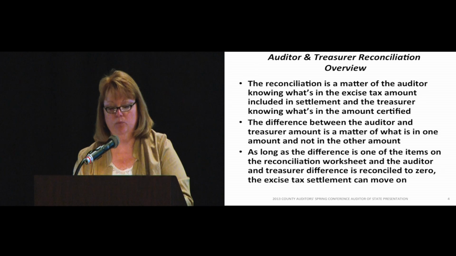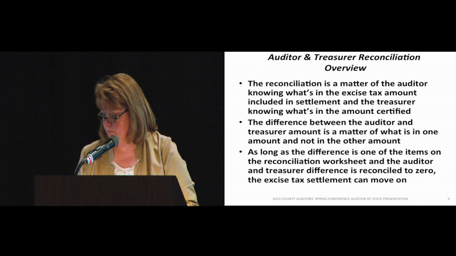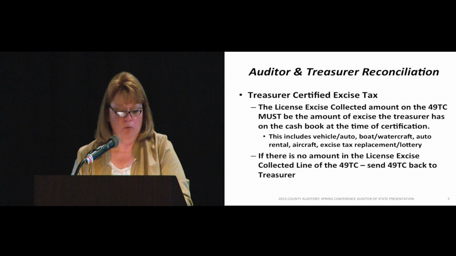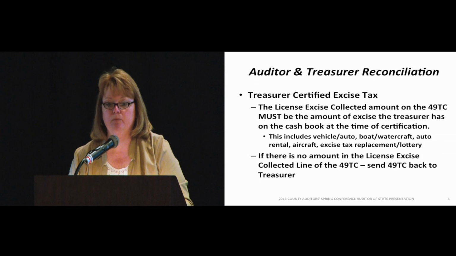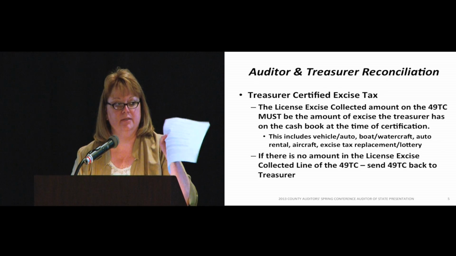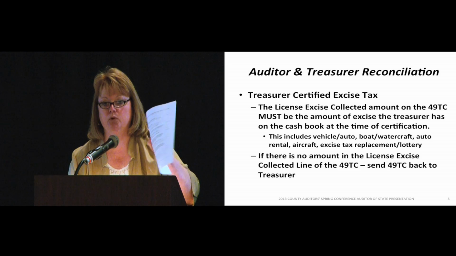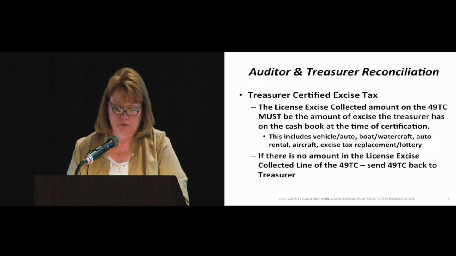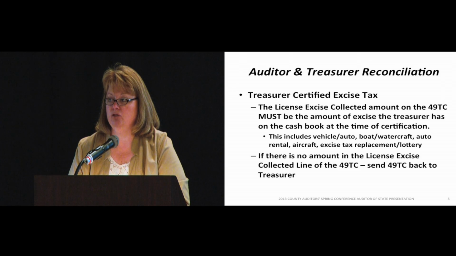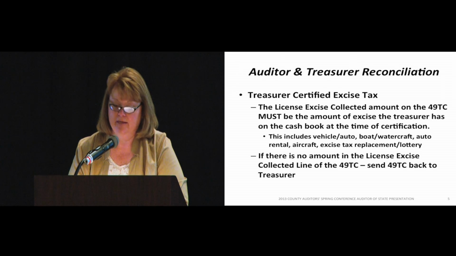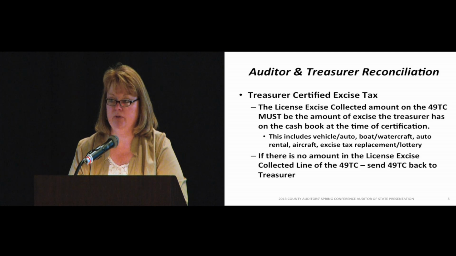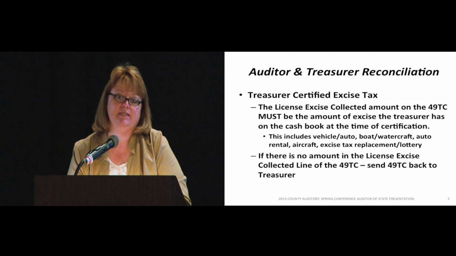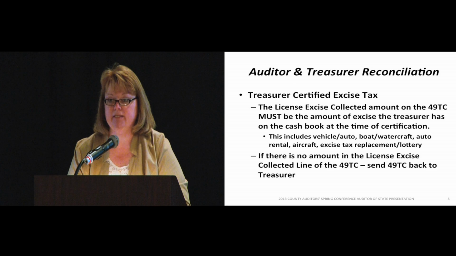So, on line 1, and also I put in the packet a sample of the excise reconciliation worksheet if you want to follow along with that as well. Line 1 is the amount the treasurer is certifying, and that's the amount on the cash book that he puts on the 49TC when they complete the 49TC.